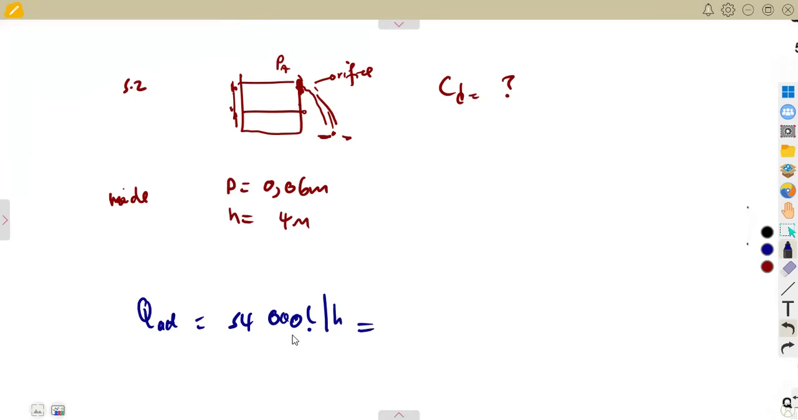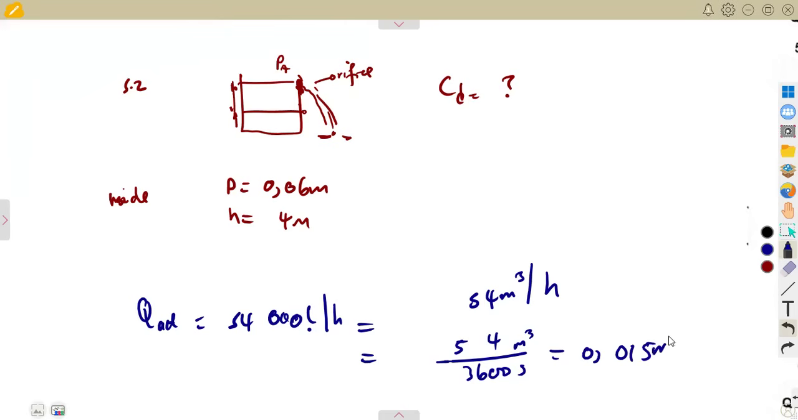1 liter is 1000. 1 cubic meter is 1000. So you're going to divide by 1000 in this case to convert to cubic meters. So this will be 54 cubic meters per hour. 1 hour is 3,600 seconds. So we're going to have 54 over 3,600 seconds to convert to cubic meters per second. So that's 54 over 3,600, which is going to give us something like 0.015 cubic meters per second.